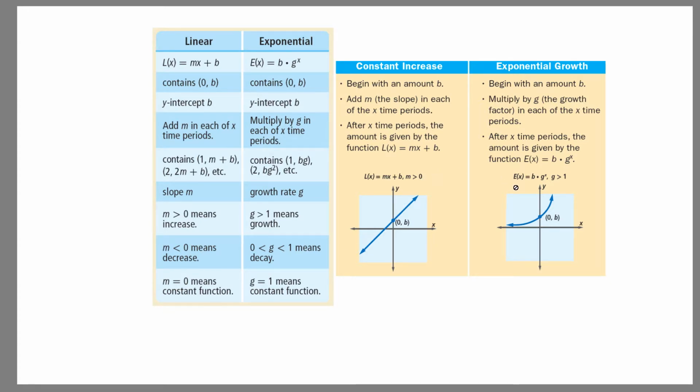Now here's a table that breaks it down even further. When m is greater than 0, it means an increase. When g is greater than 1, it means growth. When m is less than 0, it's a decrease. And when g is between 0 and 1, when it's a fraction, it means decay. For m equals 0, it's a constant function. For g, when it equals 1, it's a constant function, because it doesn't matter what x is, 1 to any power is always going to be 1.